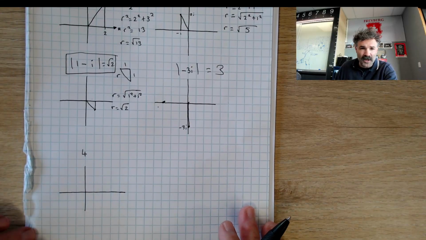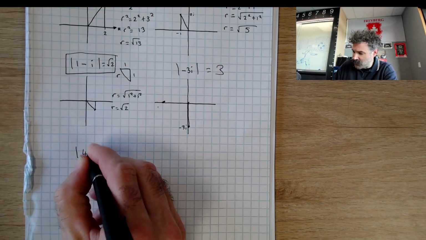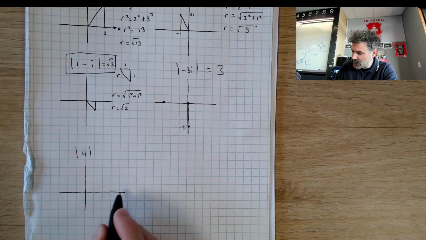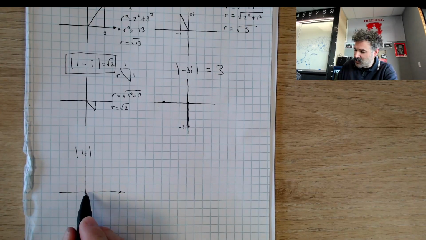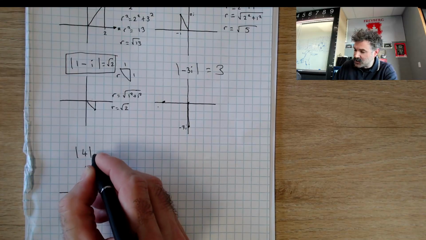And last one, similar question. What about the modulus of 4? Plot 4, 1, 2, 3, 4. Here it is. I want to travel that distance. I don't care about direction, so that is going to be 4.